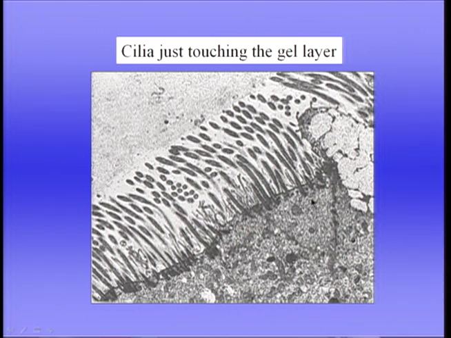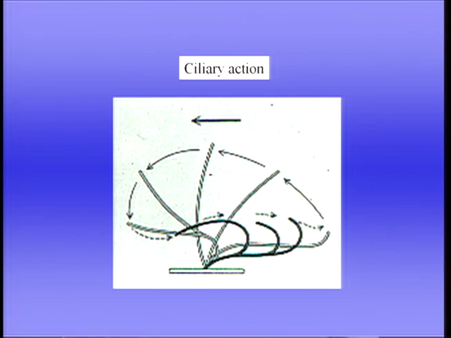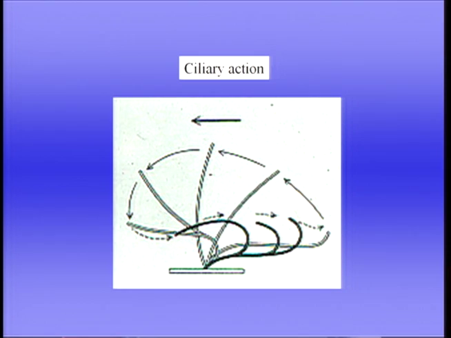The ciliary action is shown here. Now here we're going from right to left, and what happens is that on the forward stroke, the cilium moves like that, like an extended arm, but then on the backward stroke, the arm is flexed at the elbow, if you like, and comes back and then goes forward again. So the ciliary action itself is pretty complicated, and hats off to evolution who managed to work that out.